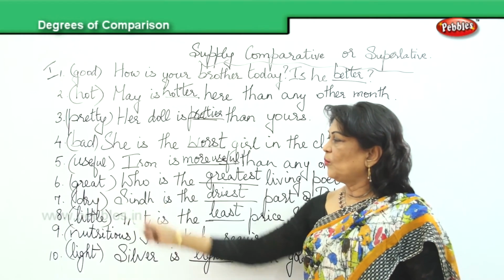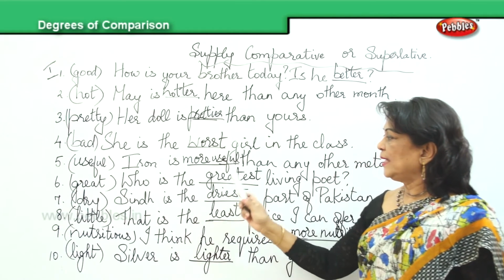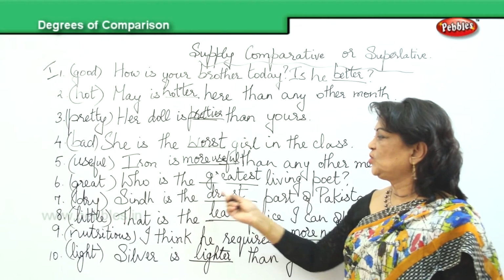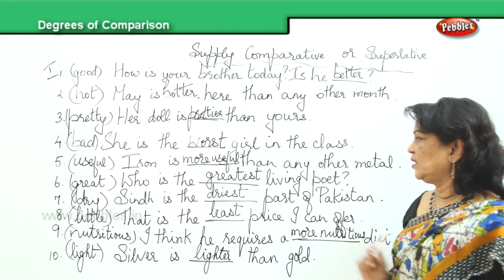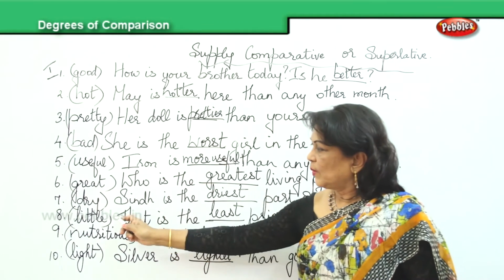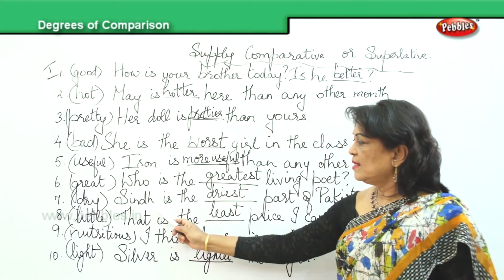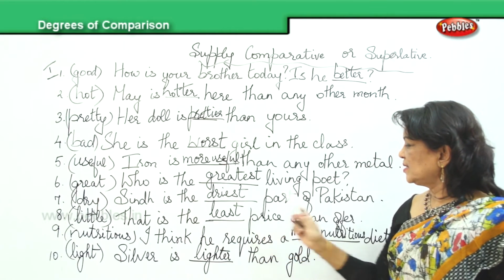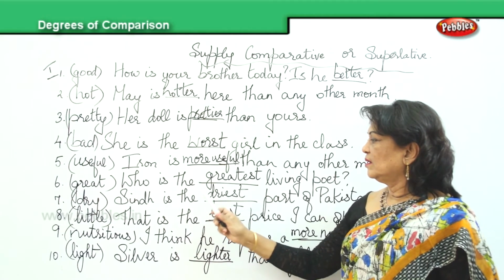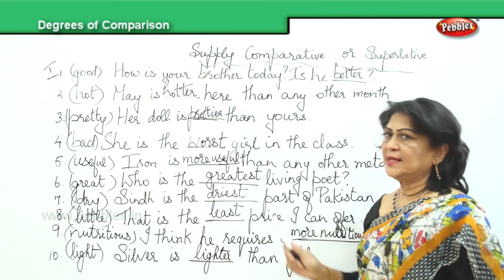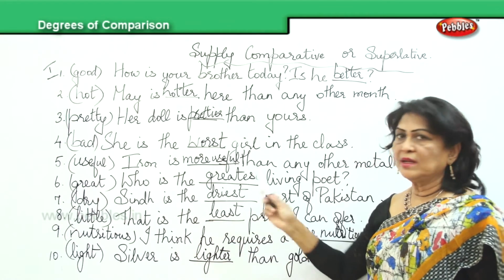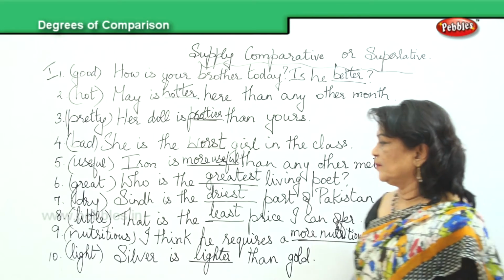Next one, great. Who is the greatest living poet? After THE comes the superlative degree. Great, greater, greatest. Next one, dry. Sindh is the driest part of Pakistan. Dry, Y becomes I and adds EST. And also here, after THE comes the superlative degree.